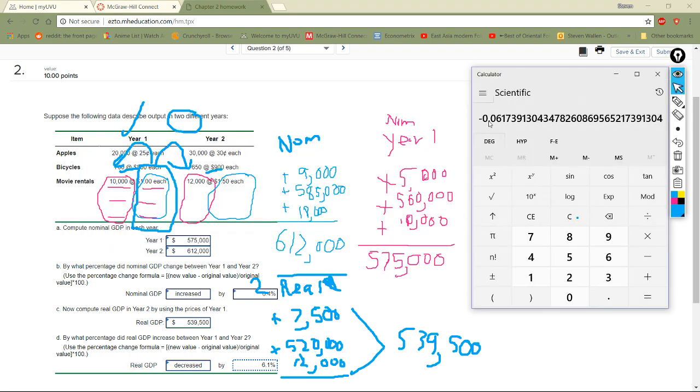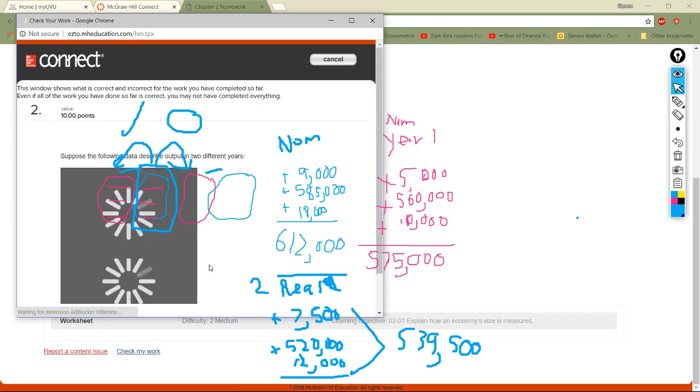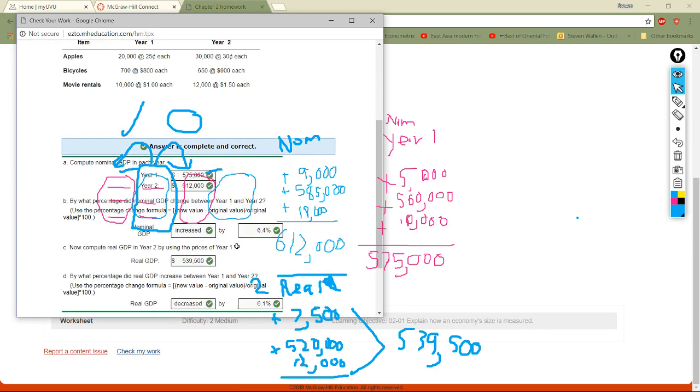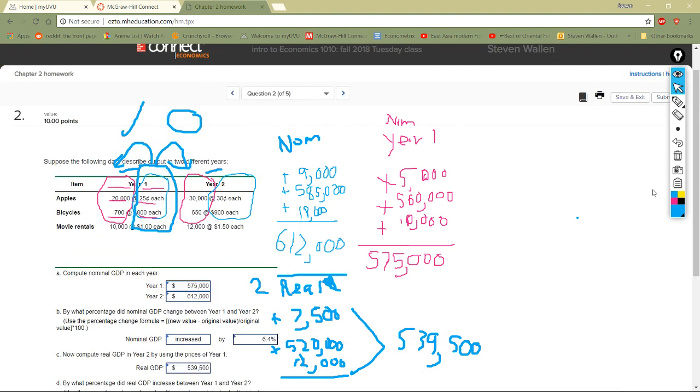Calculator. Okay, all you do is move the decimal point 2 places. That gives you the percentage. Or you can times it by 100. That'll also give you the percentage, so it's 6.1. So let's check it. Sorry, it's getting a bit messy. And we got all green, so we're good to go, and we will clear off this mess.